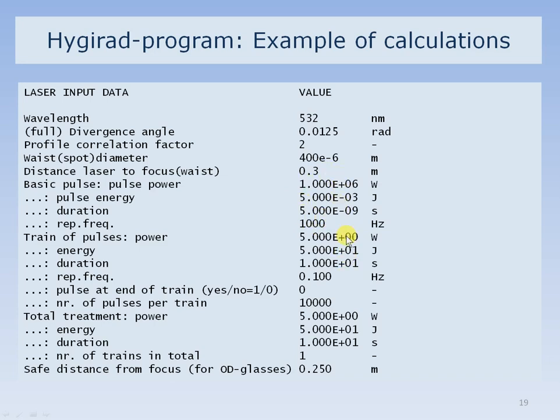There is a train of pulses, in which the number of pulses per train is 10,000, and this is the power of the train, the energy, and the duration. And then we have a total treatment with one train, of course the same power as the train, the same energy as the train, and the duration is the same because there is only one train. And the safe distance from the focus for glasses is 0.25 meters.